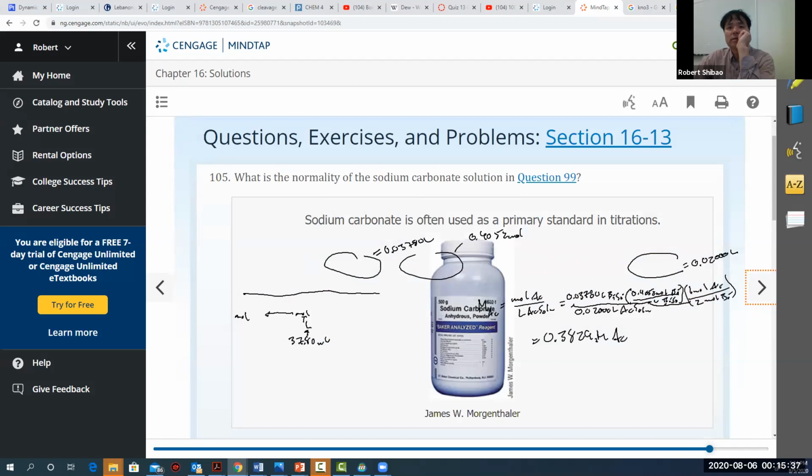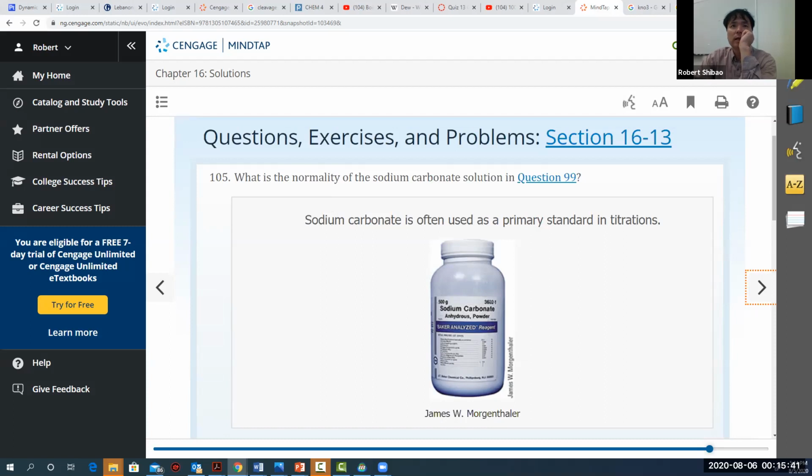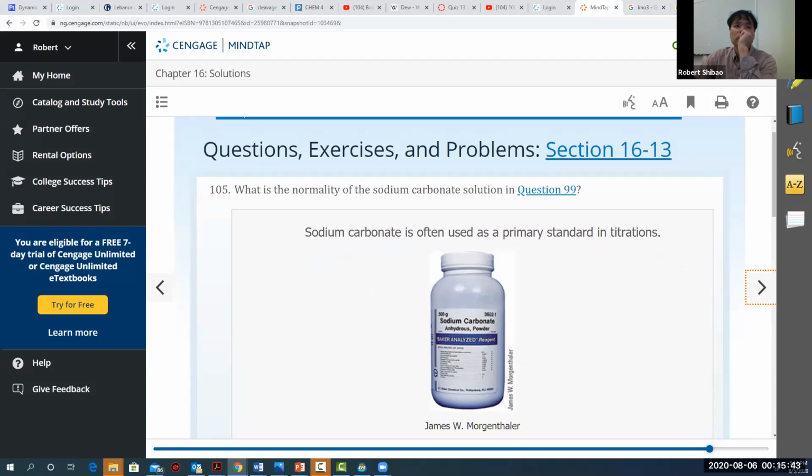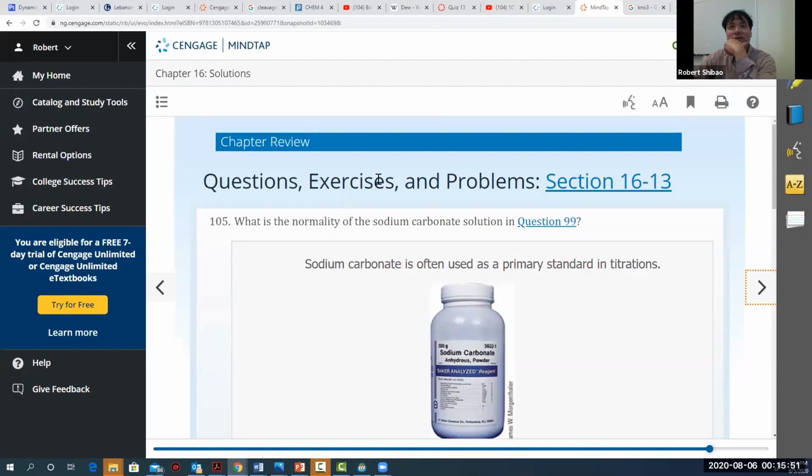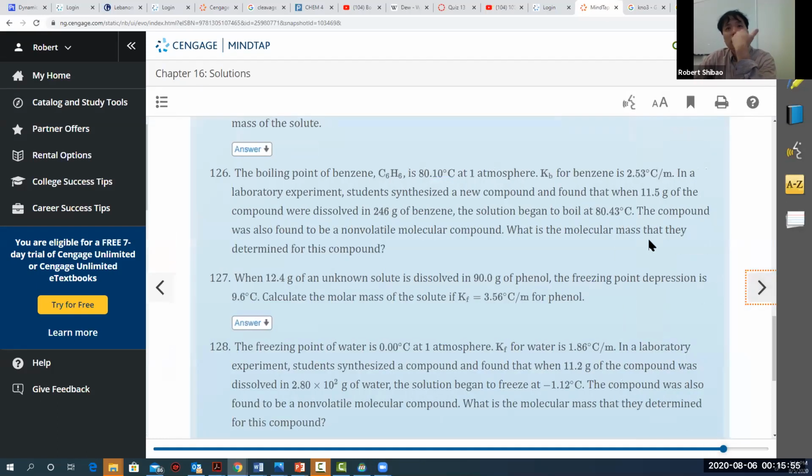Okay, the next series of questions deal with normality. We aren't dealing with normality here. Skip. Normality. In fact, this whole section deals with normality. Section 16.13, skip that section.